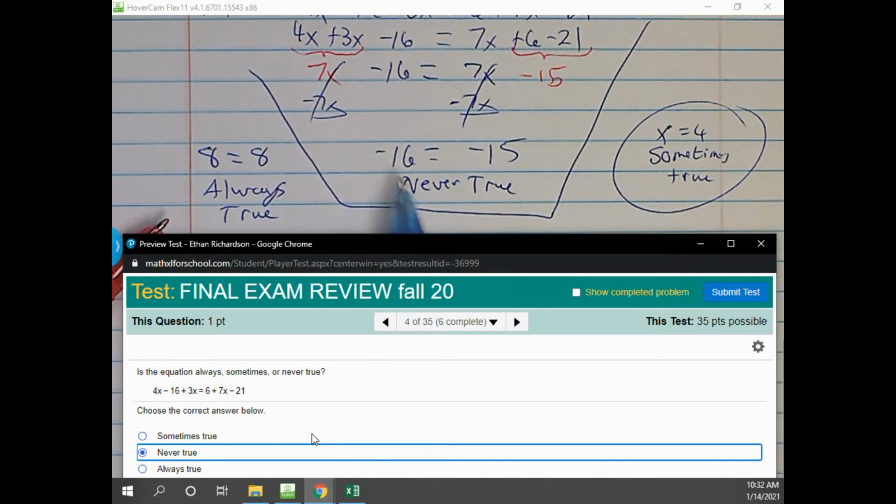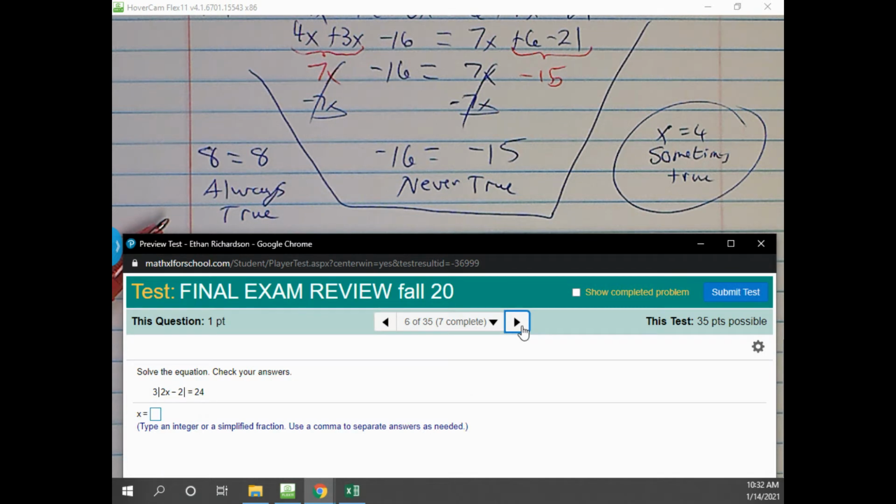So two different numbers without any x's at all is never true. The same number twice equal to itself is always true. And if you actually get x equals something, then that one's going to be sometimes true. So that'll be good, especially when you're going into the exam if a question like this pops up. Just kind of walk you through it there.